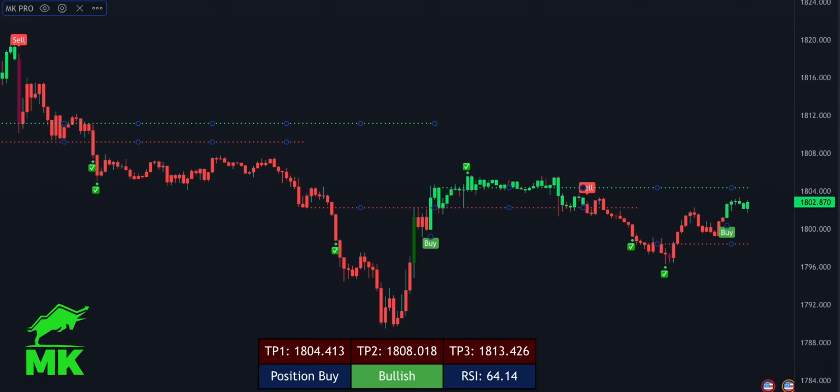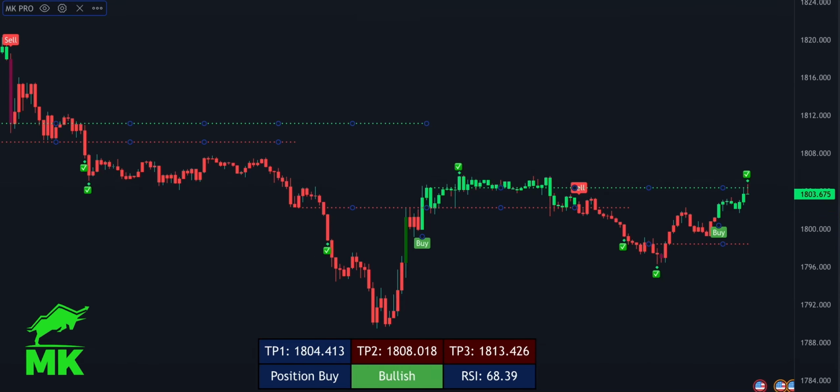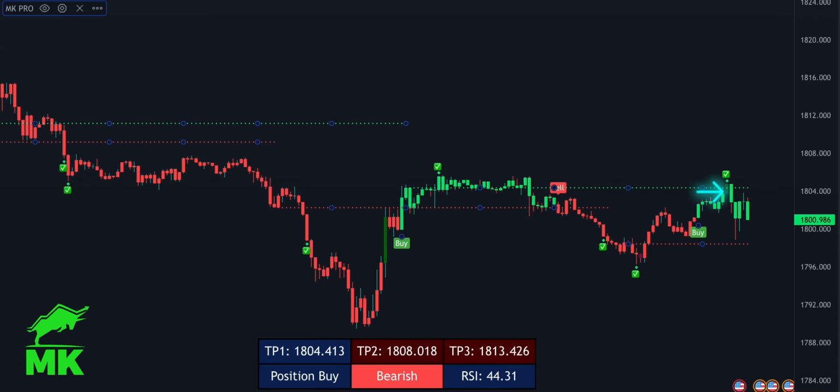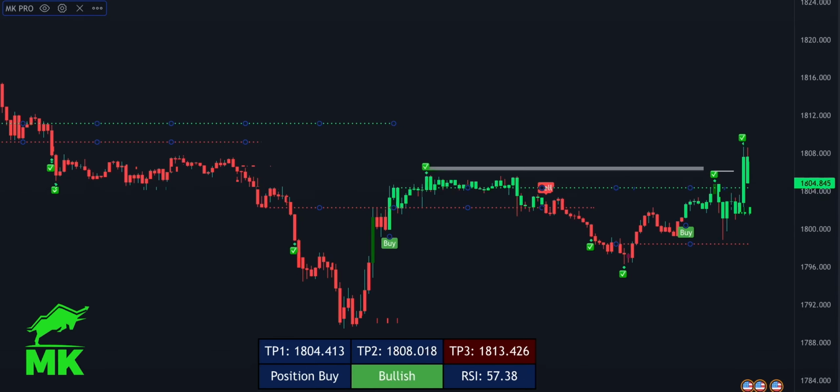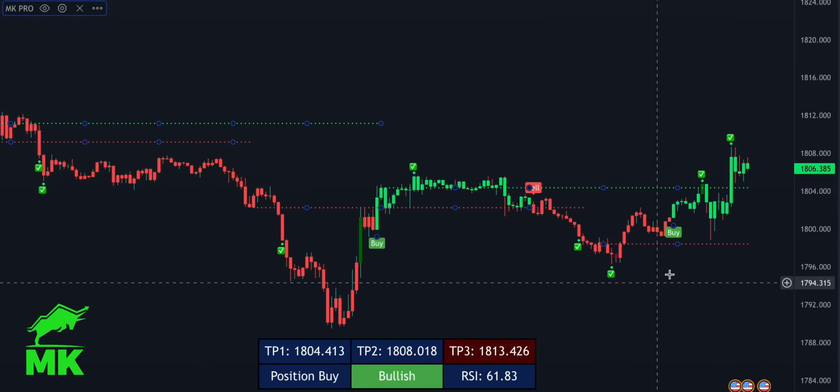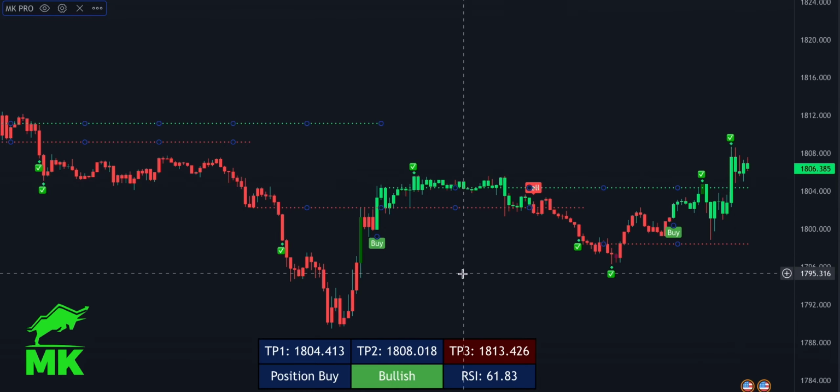Here we enter the market at 1802. First take profit, as we can see in panel, is 1804.413, which is touched, and the dark green candle appears which shows the bullish market is strong here. And also second take profit is 1808.018, which is touched too, and now the third take profit 1813.426.